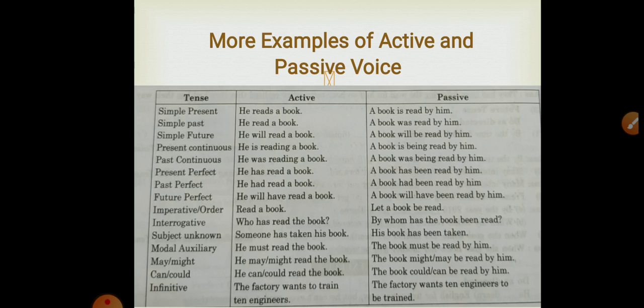Now interrogative. Interrogative means question mark type questions. Here, who has read the book? Fine. So question mark is here, and that is why it is an interrogative sentence. By whom has the book been read? Been, again we have used been here.